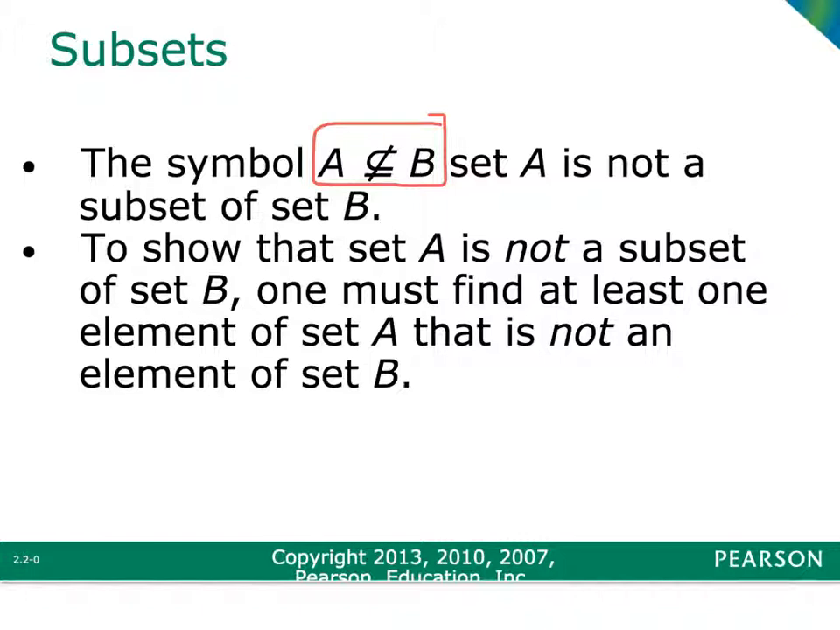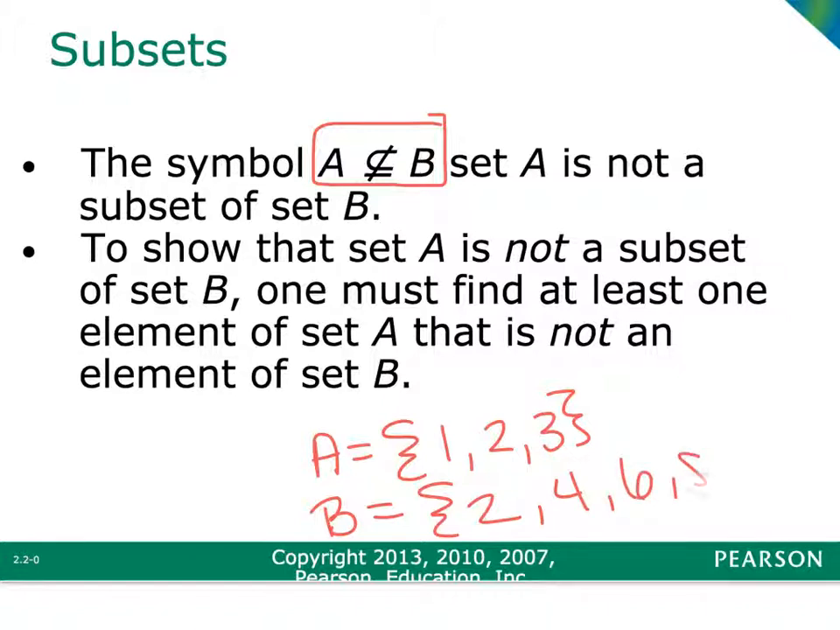Okay, so for example, let's say that A is the set 1, 2, 3. And let's say that B is the set 2, 4, 6, 8. In this situation, A would not be a subset of B because the number 1 that is in set A does not appear in set B. Also, the number 3 that is in set A does not appear in set B. So as soon as you see that there's elements in A that are not in B, you can write the notation that A is not a subset of B.